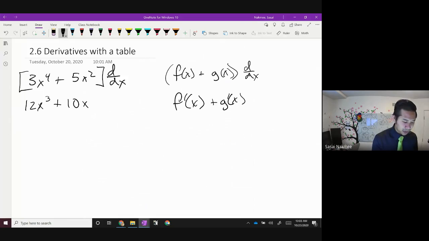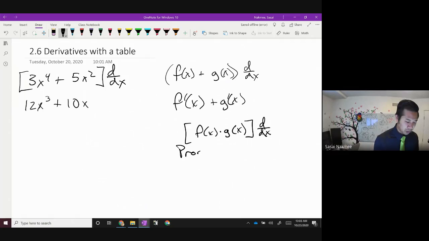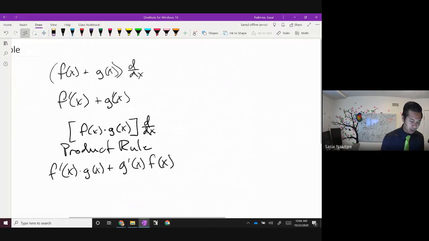But if I had f of x times g of x, and I asked you to calculate the derivative of this one, you wouldn't tell me that it's the derivative of f of x times the derivative of g of x. You'd remember that this is the product rule. You have to actually take the derivative using the product rule: the derivative of the first function times the second function plus the derivative of the second function times the first function. If this looks weird to you, it's because we don't really write it out with this notation. We just write out the work that we have to do.